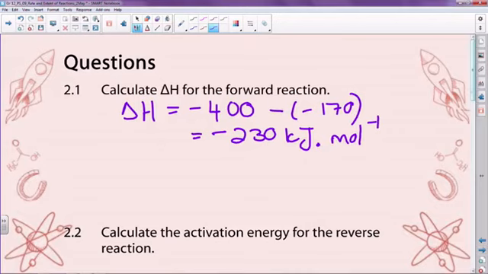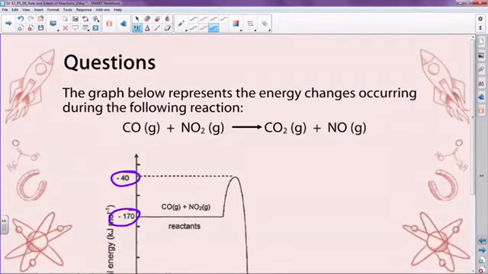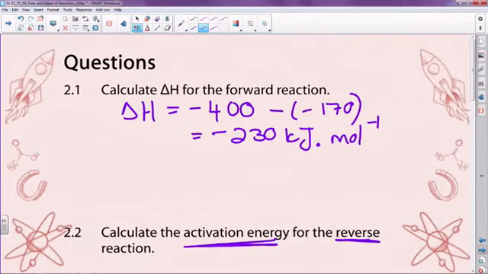Now they say calculate the activation energy, read the whole question, activation energy for the reverse reaction. So we go back to the graph and we say, well, reverse reaction means that I'm going from products to reactants. It's this. So it's the difference between the product's value and the reactant's value. So it's the 400 and the 40. Now, your activation energy actually has to be a positive value.